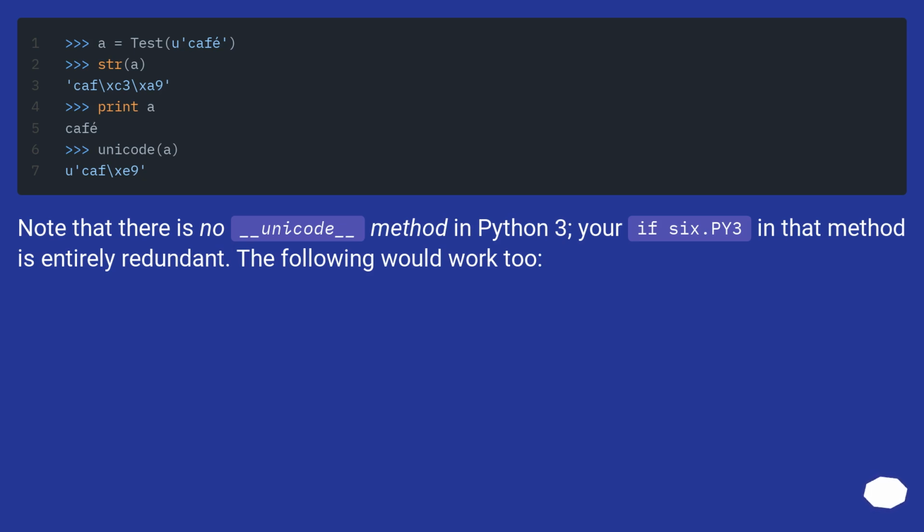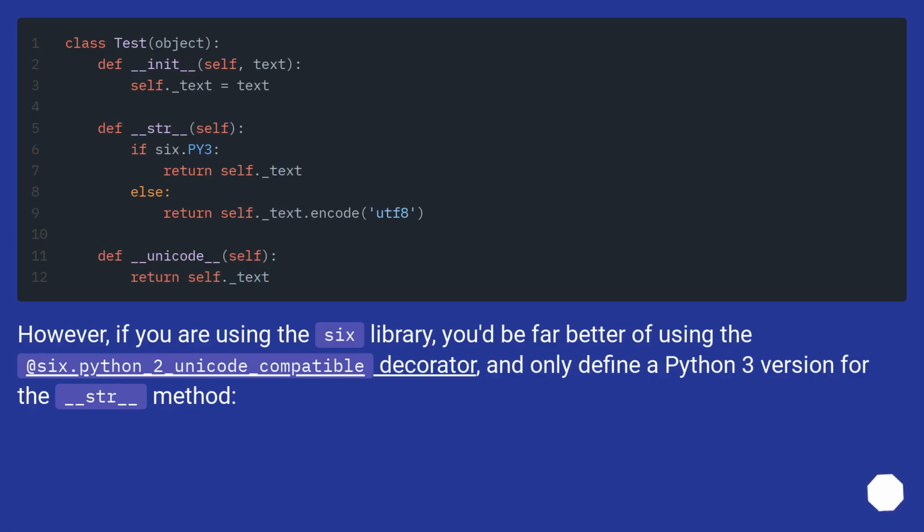Note that there is no __unicode__ method in Python 3, and that method is entirely redundant. The following would work too. However, if you are using the six library, you'd be far better off using the @six.python_2_unicode_compatible decorator, and only define a Python 3 version for the __str__ method.